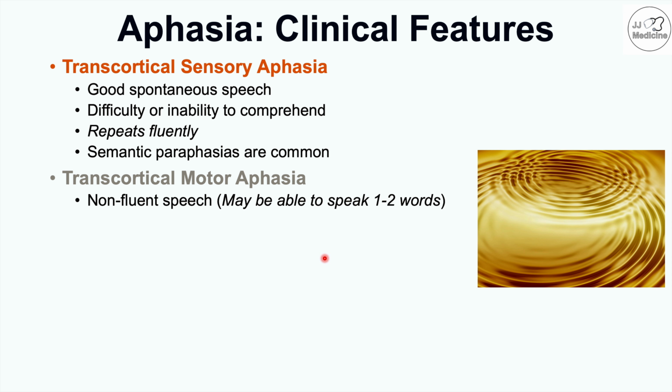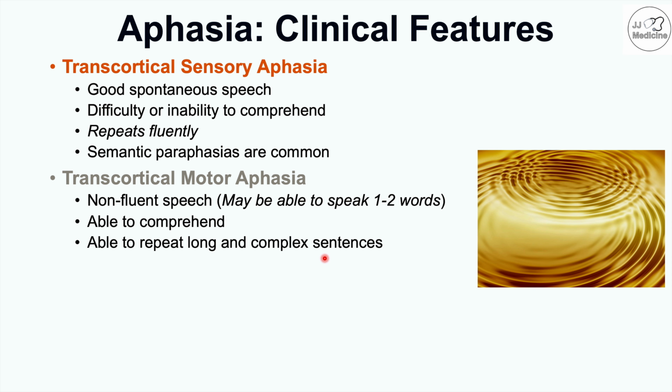And because Wernicke's area is not affected, they're going to be able to comprehend. If you talk to them, they're going to be able to comprehend you. And they're also going to be able to repeat long and complex sentences. This is going to be different than Broca's aphasia, where Broca's aphasia patients are not going to have the ability to repeat, or they're going to be very poor at repetition. But with transcortical motor aphasia, they're going to be able to repeat long and complex sentences. This is going to be the difference between Broca's aphasia or non-fluent aphasia and transcortical motor aphasia.